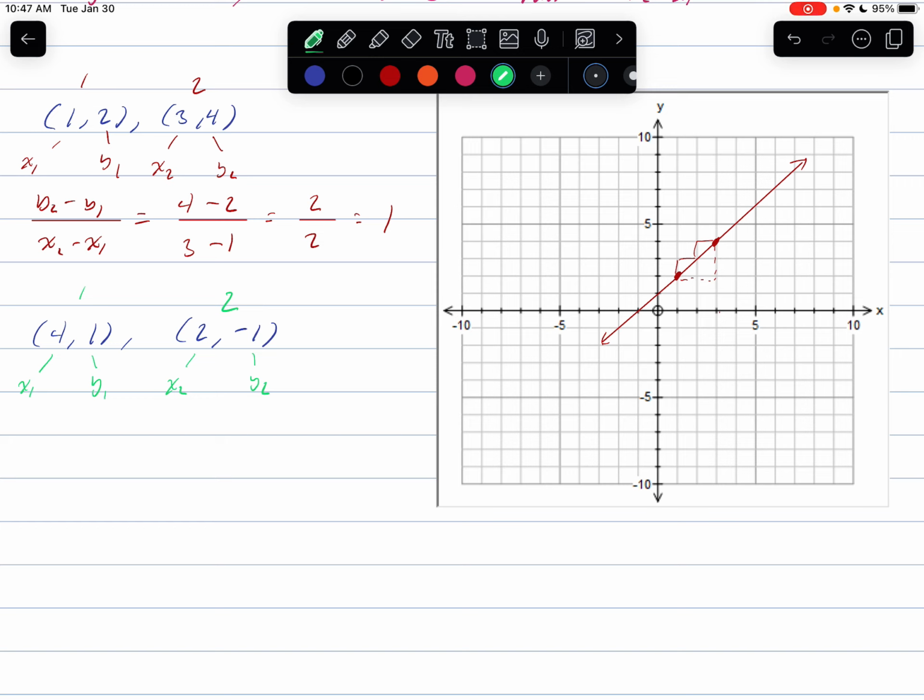All right, so let's plot each of these. So for our first point, 4, 1, we go to the right 4, and we can go up 1. And then for our point 2, we can go to the right 2, and we can go down 1.